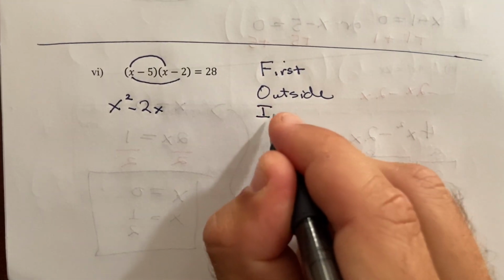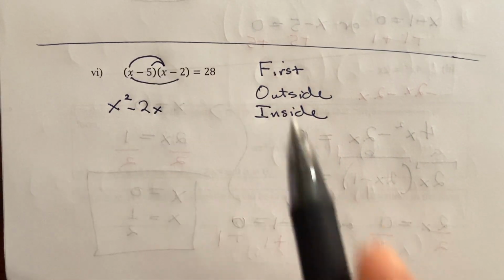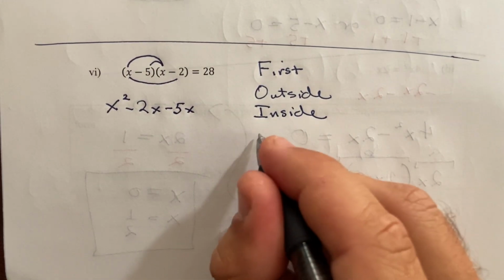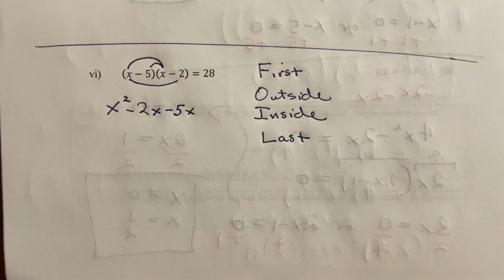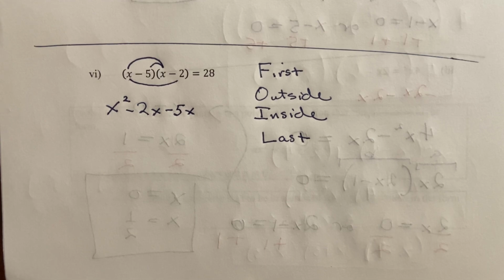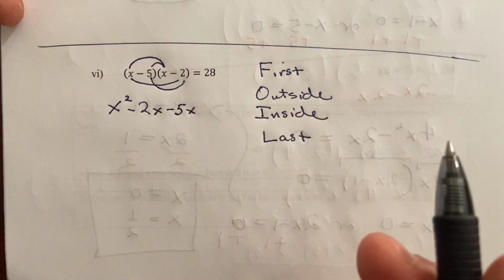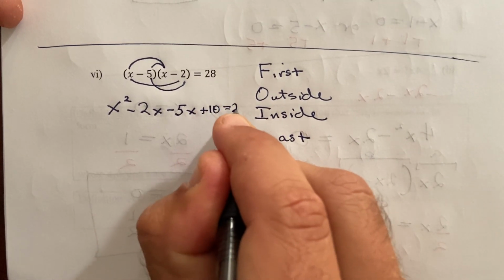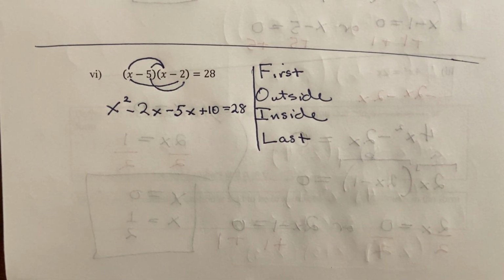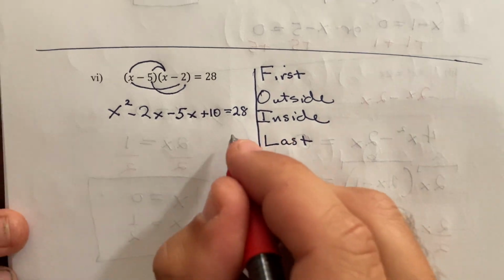And then we go to the inside. What I mean by inside is this inner combination. And then last. So this is what I mean by FOIL, F-O-I-L. It's just a way of remembering to carry out all those combinations. So now the last is this last pairing. So plus 10 equals 28. So this 28, I actually want a 0 there. So I'm going to subtract that over.